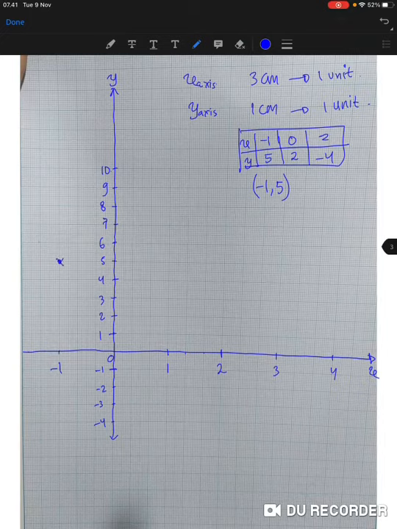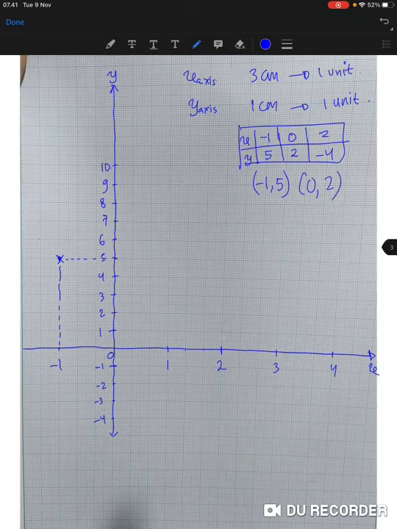This one. And then you have 0, 2. This is your 0 and 2 is here. So it is going to be here, yeah, your point. And then the last point is 2, -4. This is our 2. This is our -4. So it is going to be here.